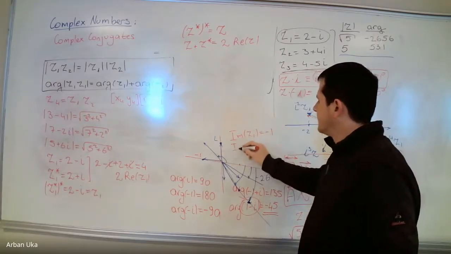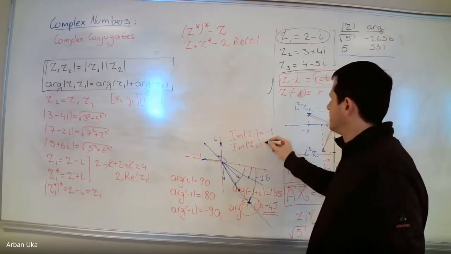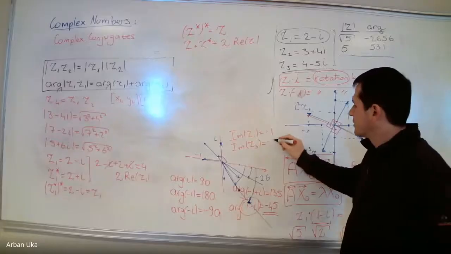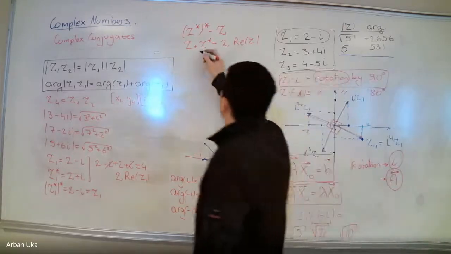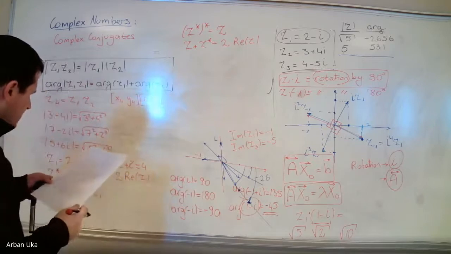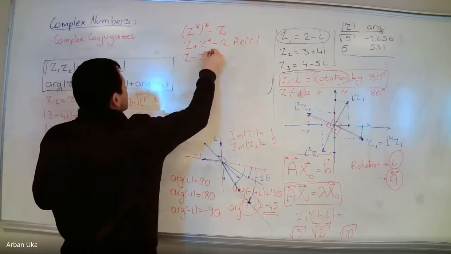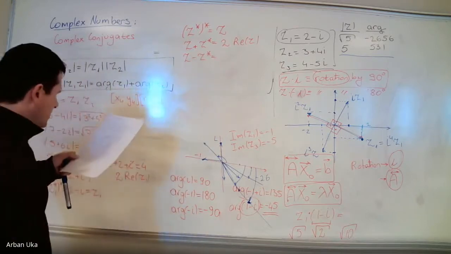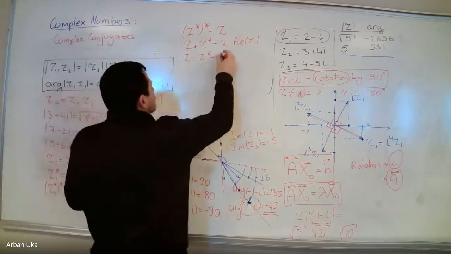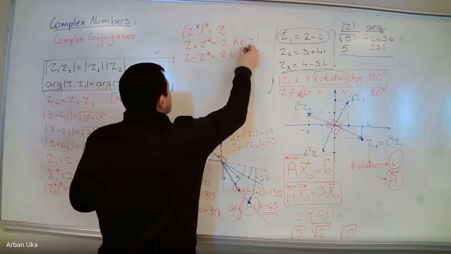What is the imaginary part of Z3? Minus 5. That is correct, okay. So Z plus Z complex conjugate is equal to 2 times the real part of Z. And then we also have that Z minus Z complex conjugate is equal to 2 times i times the imaginary part of Z.